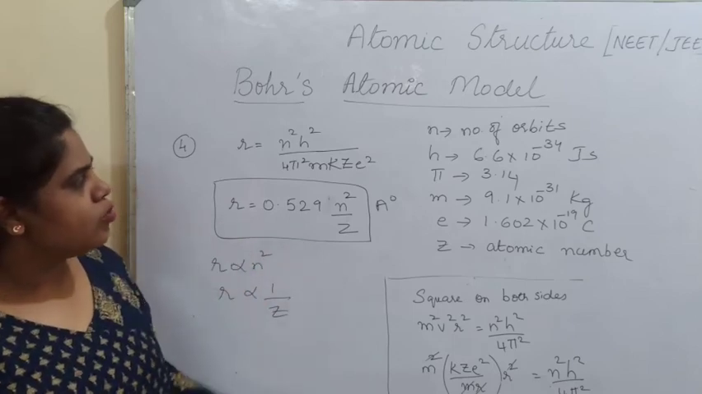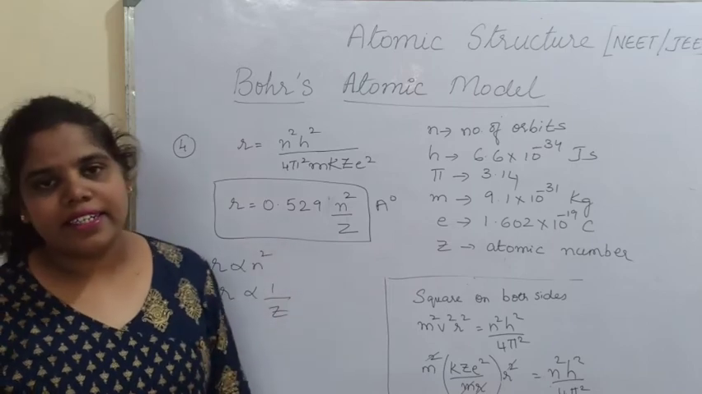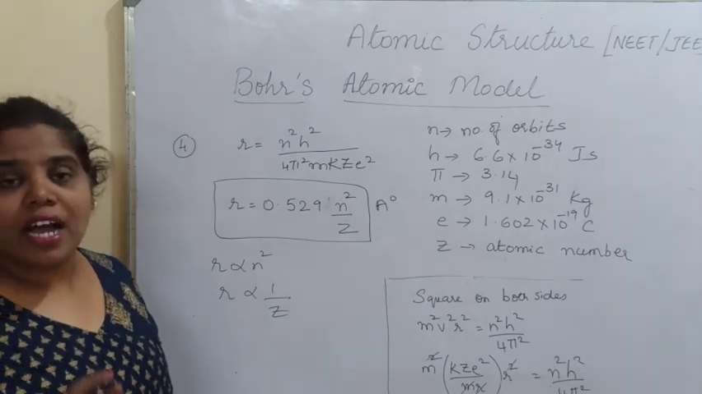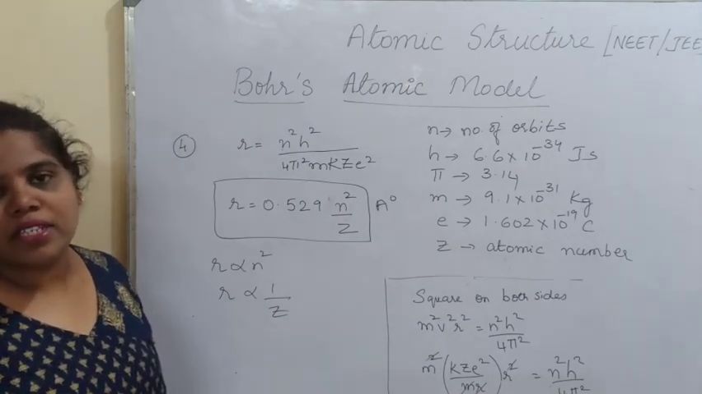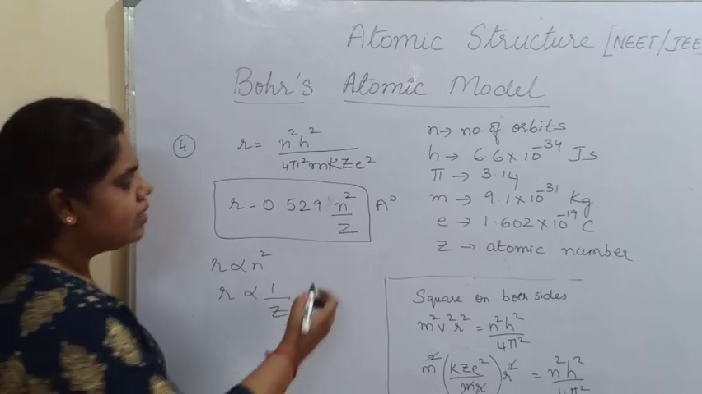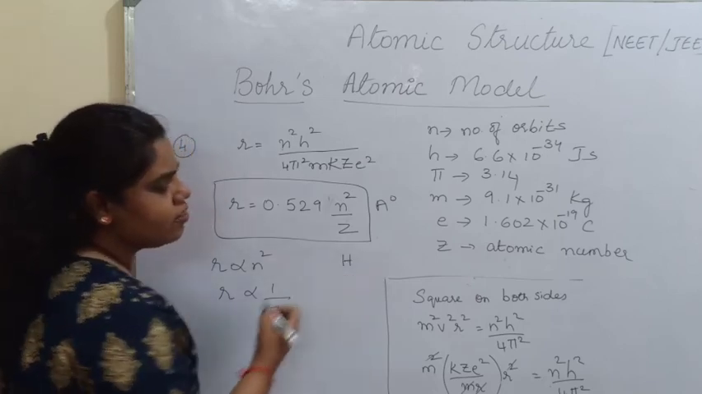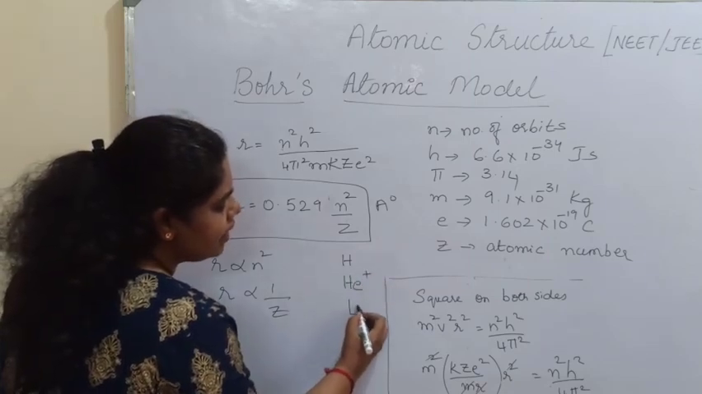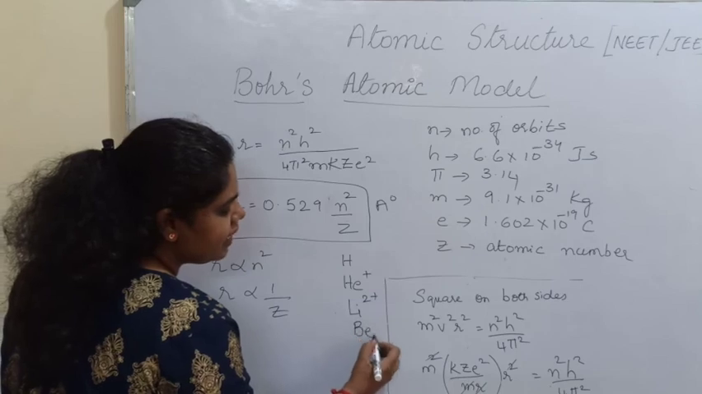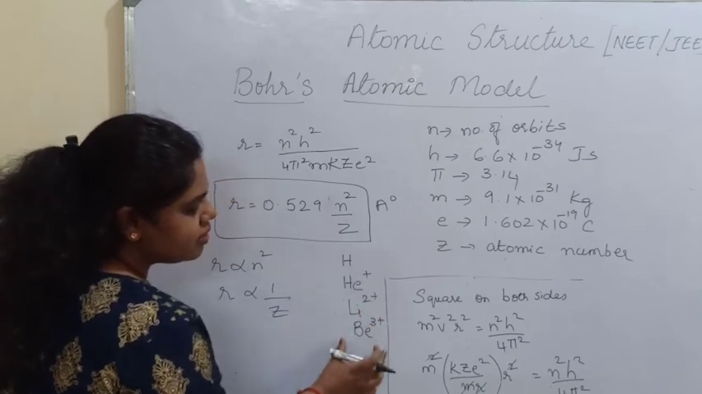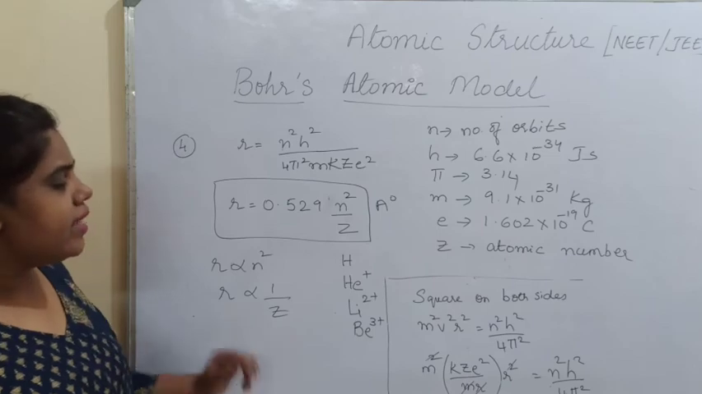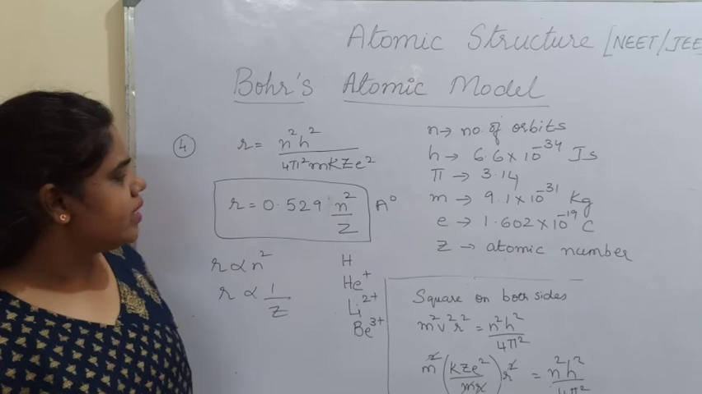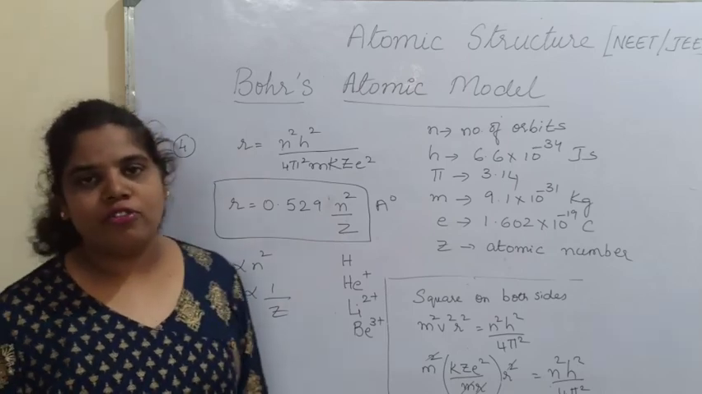Now let us take one small numerical and find out the radius. And one more thing, students: this relation we can use only for hydrogen and hydrogen-type atoms, that is, those having only one electron. Like hydrogen, then He plus, then Li2 plus, then Be3 plus. Only for systems having only one electron can we use this formula. Now let us calculate one numerical on how to find the value of r.